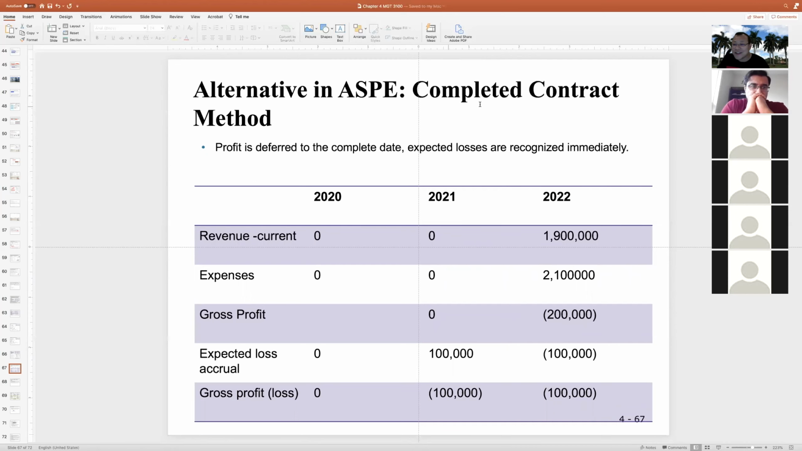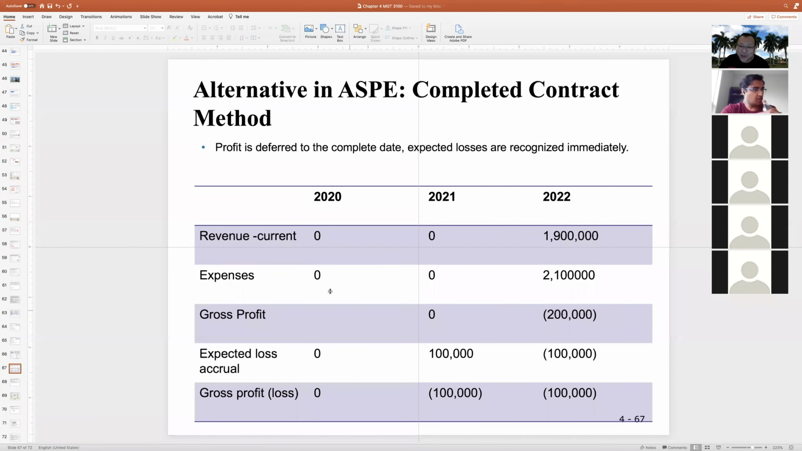Under this method, profit is deferred to the completion date. Expected losses are recognized immediately. So in 2020, did you see that? You do not recognize revenue, you do not recognize expenses, no profit. And in this year, you think it's still a profitable project. So don't recognize any profit, expenses, or revenue. It's pretty easy, you don't have to do anything.